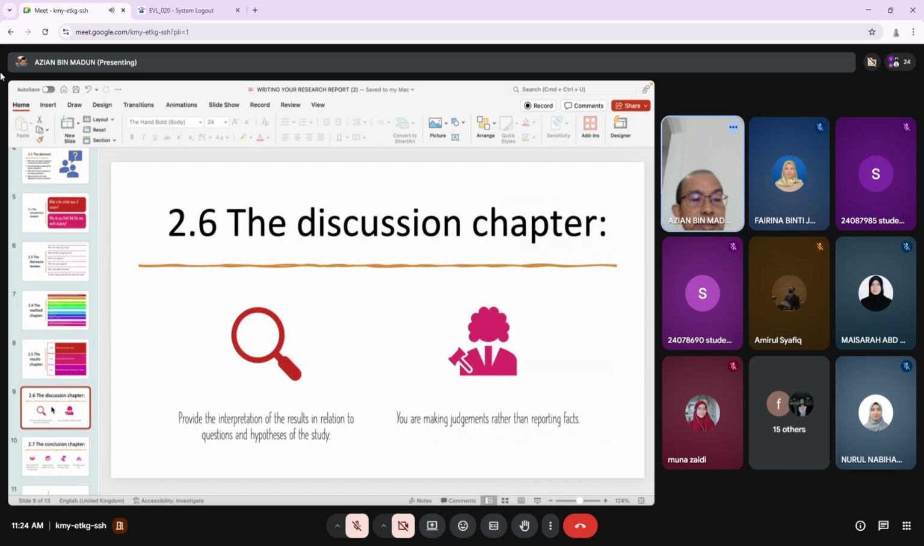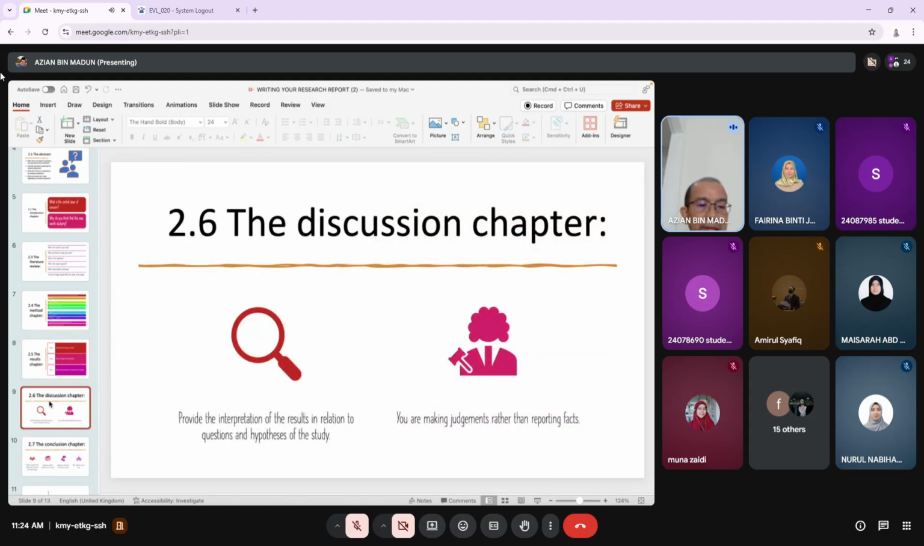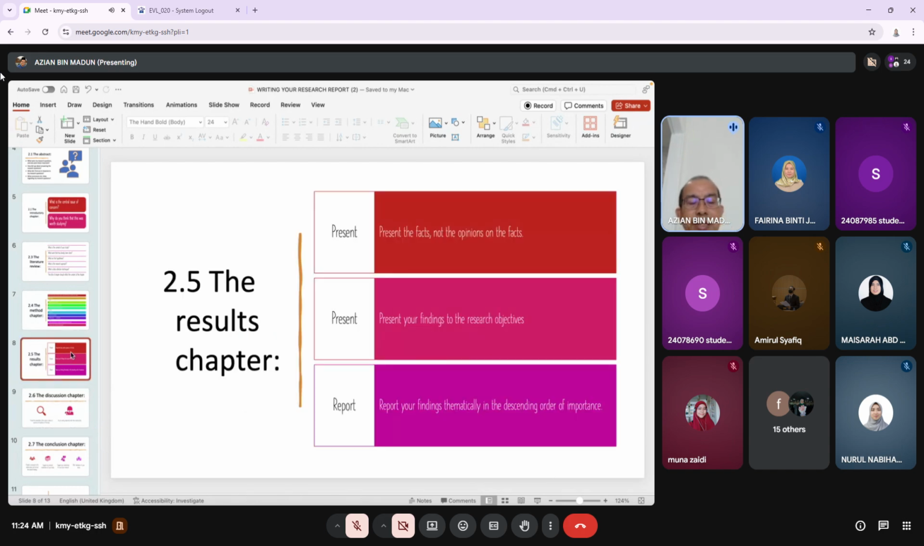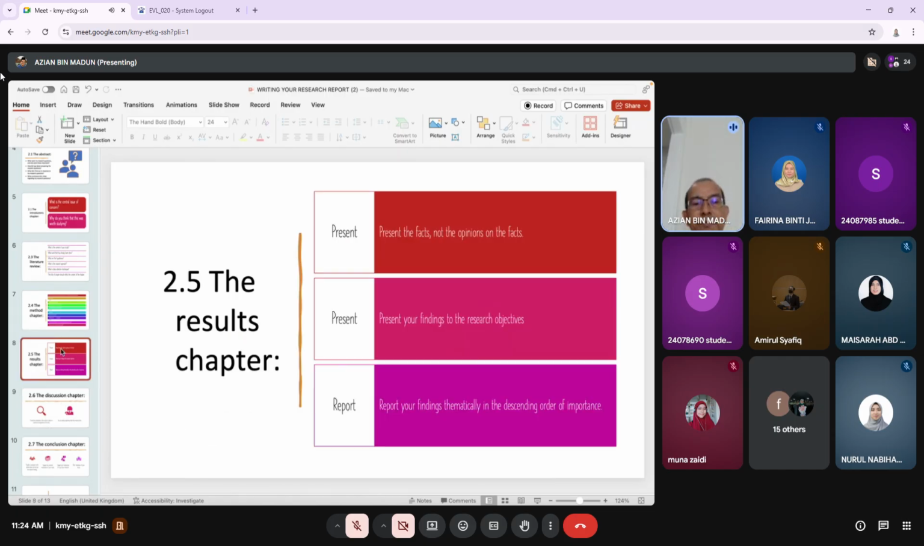So that means there are two approaches here. There are two schools of thought. One school of thought, the results and discussion are separate. The other school of thought is results and discussion in one chapter, side by side, one after the other. For example, let's say you are doing interviews. Okay, maybe I go back one step.